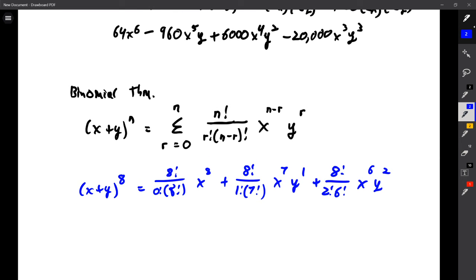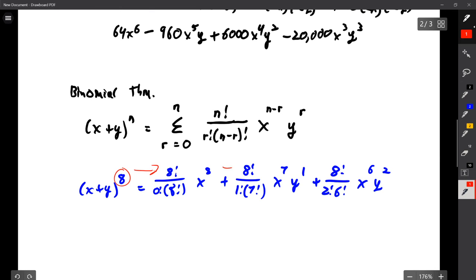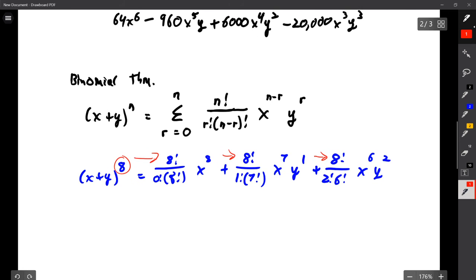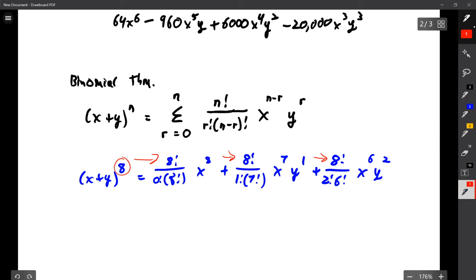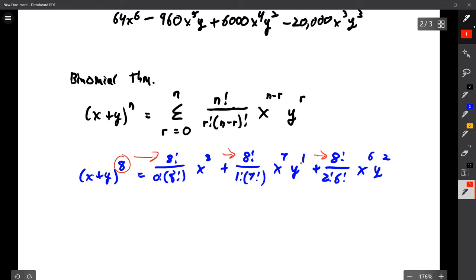Now check it out. The top of this part is always the overall power that you're dealing with. Here's the overall power we're dealing with, that 8 factorial, okay? Then the other thing to note is what's on the bottom are the two exponents that you're dealing with. This first term is x to the 8th, y to the 0th. We have a 0 and an 8 on the bottom. This is the x to the 7th, y to the first term. We have a 1 factorial and a 7 factorial on the bottom. We have a 6 and a 2. The order, because it's multiplication, doesn't matter. All right?